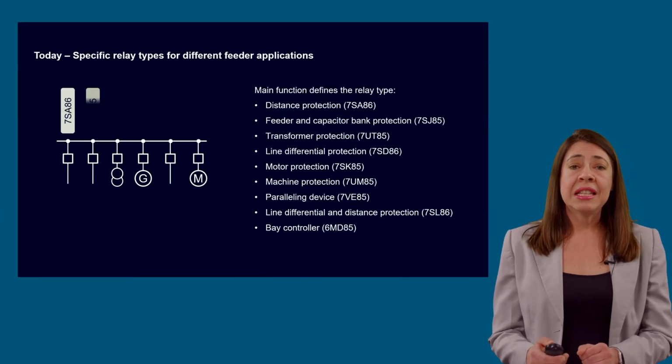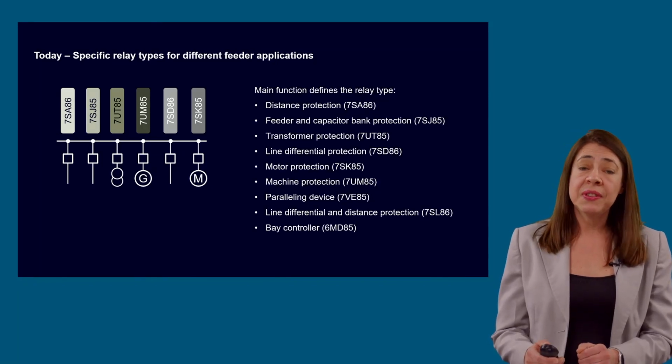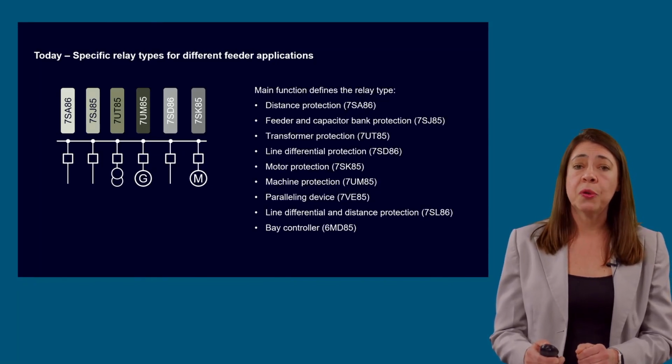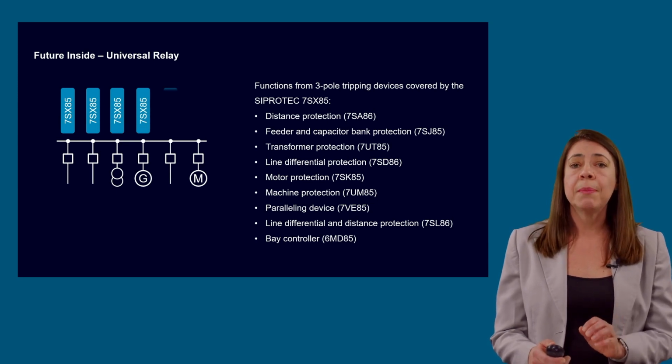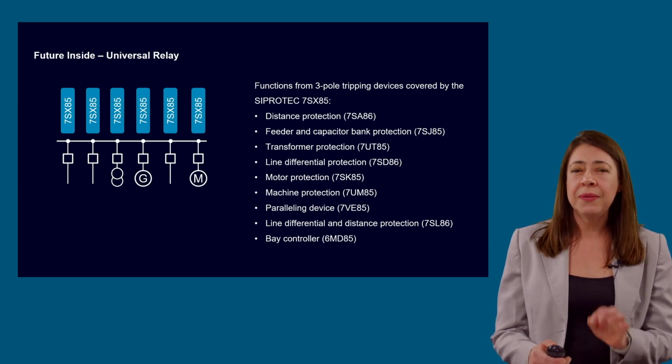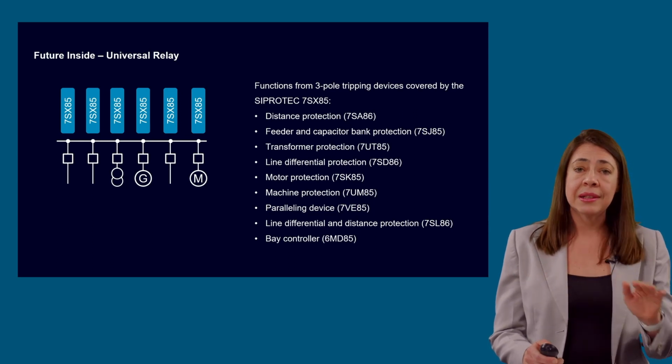In the following slides, I show you how the SIPROTEC Universal Relay 7SX85 can support on this. The practice today is to use specific relay types for different applications. In a substation, we can have around 10 different types of devices or even more. So the new approach is to use a universal relay, which can be adapted to cover the specific functionality required in each bay. In such a way, the same hardware can be used across the complete installation.